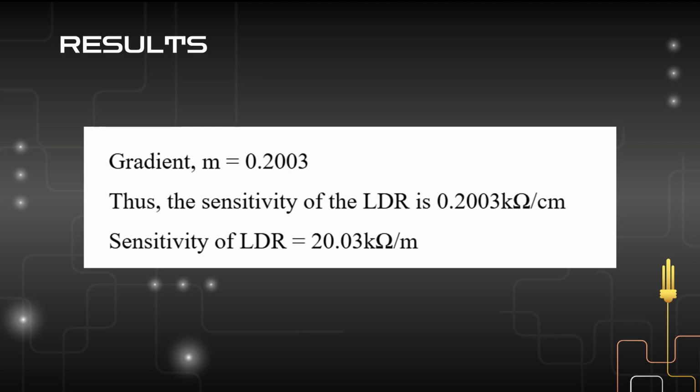So from the LDR resistance against distance graph, we find the sensitivity of the LDR, which we can find through the gradient of the graph. The gradient of the graph we got is 0.2003. Thus, the sensitivity of the LDR is 0.2003 kilo ohm per centimeter, which is also 20.03 kilo ohm per meter.